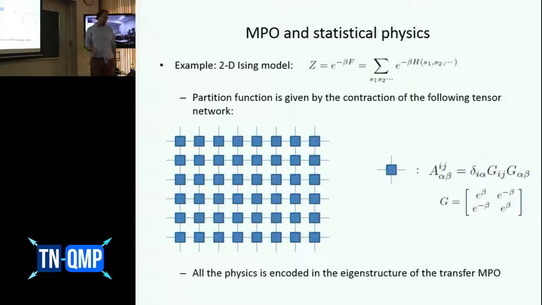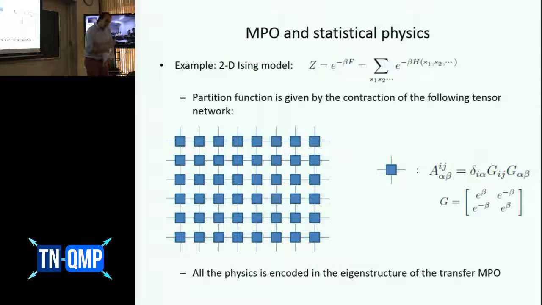Okay, is this clear? Please interrupt me now if what I say doesn't make sense. But the nice thing is that for all this classical statistical physics, give me any kind of Hamiltonian, and you can immediately translate it in terms of a matrix product operator, or a tensor network that consists of matrix product operators that always multiply to each other, and then the whole statistical physics problem can be solved by diagonalizing these matrix product operators.